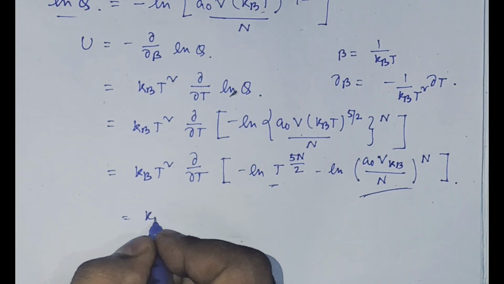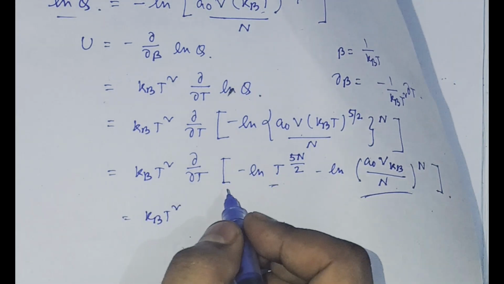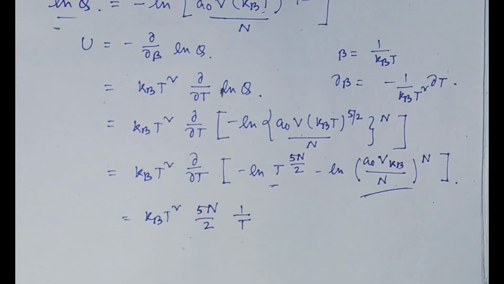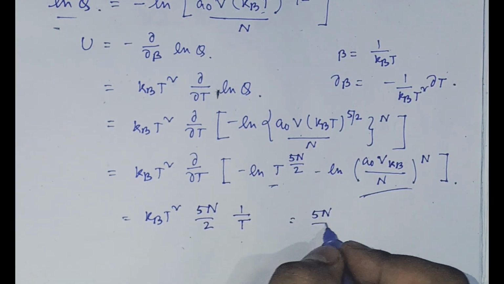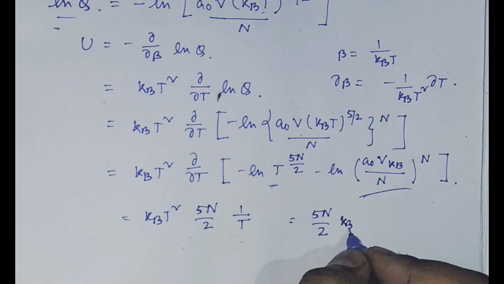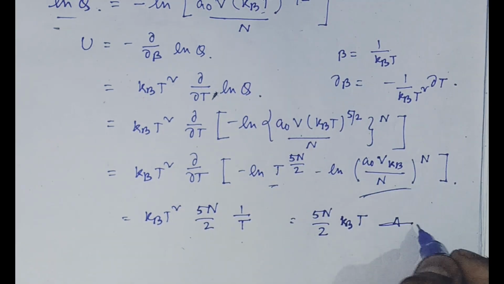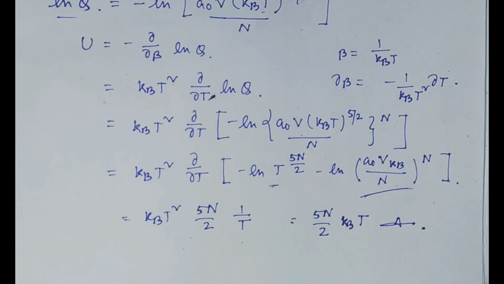Okay, so kB T squared. This is a logarithm function, 5N by 2 ln T, and the derivative of ln T equals 1 by T. Good. So 5N by 2 kB T, right? 5/2 N kB T. This is the answer. Okay, so this is an interesting question.